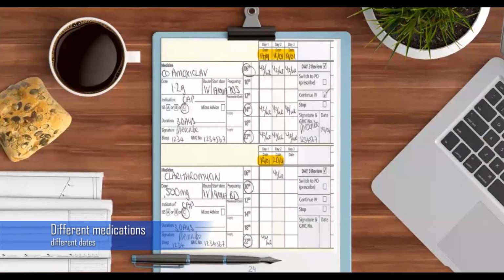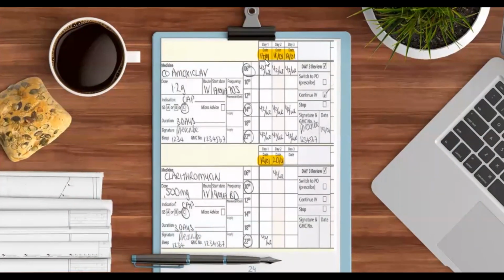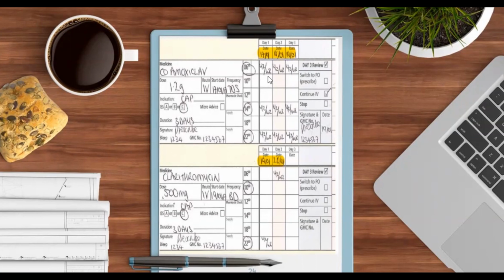About the antibiotic part, the dates here, day number 1, day number 2 and 3, are not the same for the next medication. So here, for this patient, he started Augmentin, for example, on the 17th of September, 18th of September, 19th of September. But for clindamycin, we start from the 19th. So don't just follow the construction of the table.